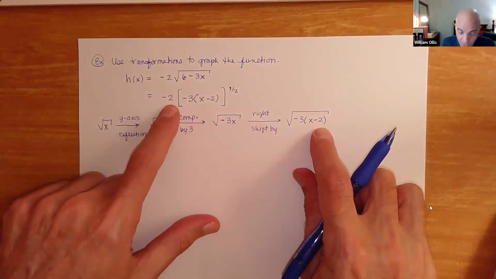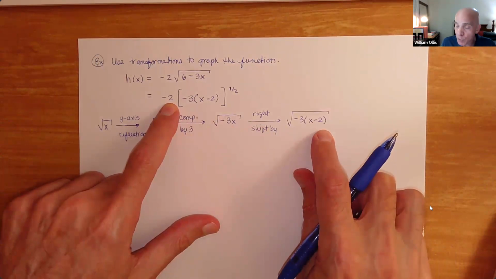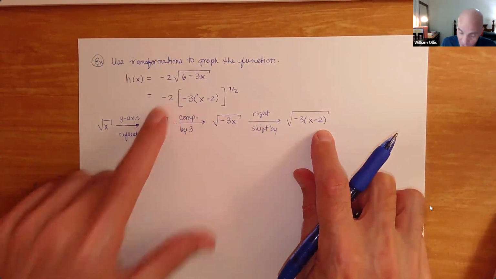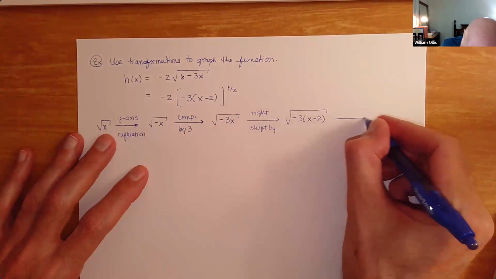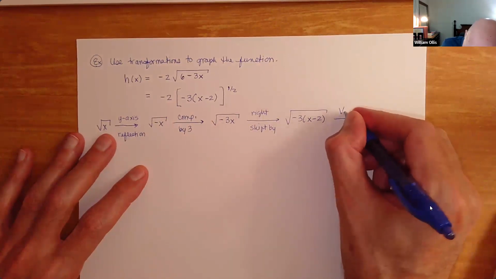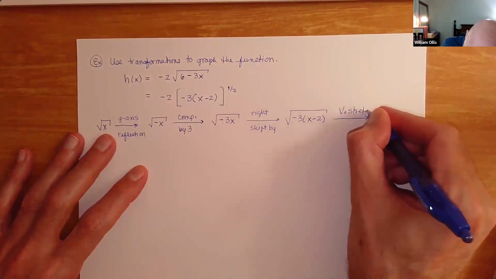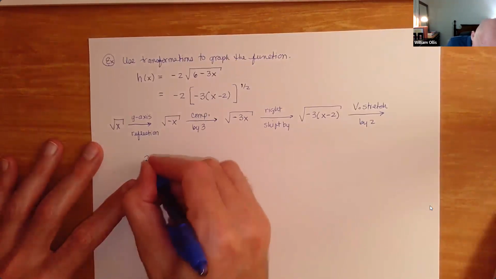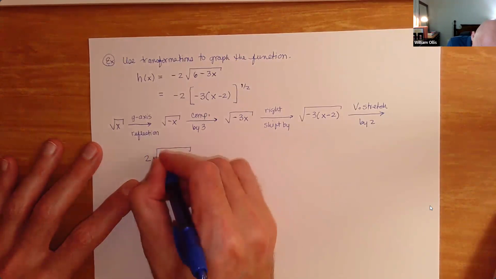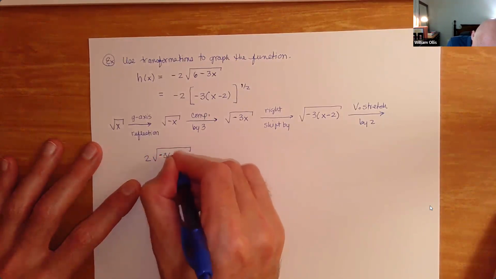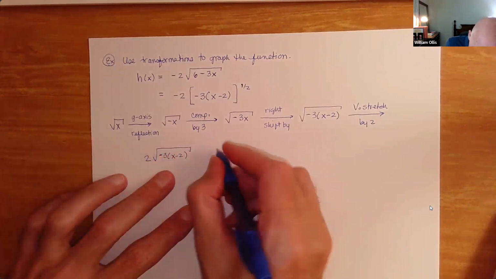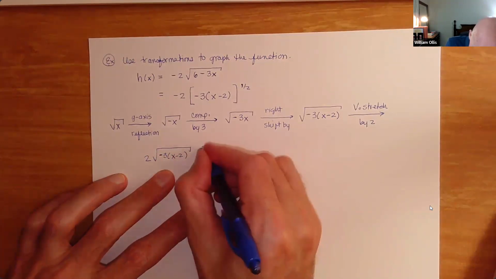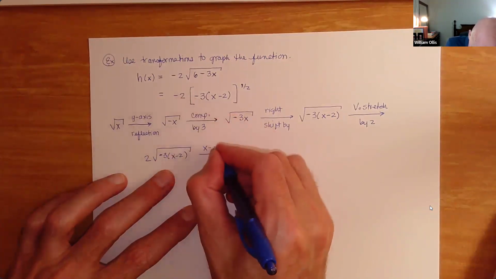We just have to move outside. And so we've got a vertical stretch by 2 and then an x-axis reflection. So those can be done in any order. So we have the vertical stretch by 2. So that gives us 2 square root of negative 3 times x minus 2. And then the last one will just be the x-axis reflection because we have a negative.